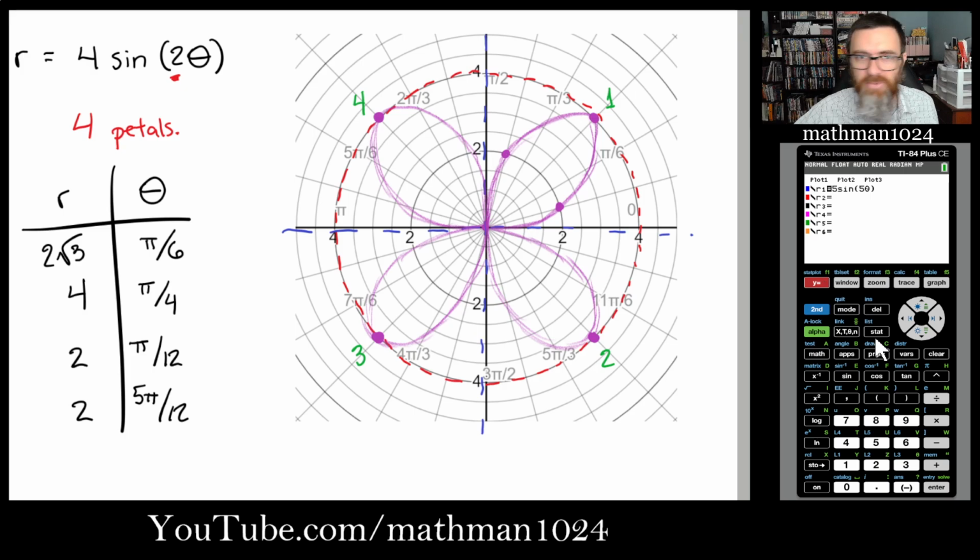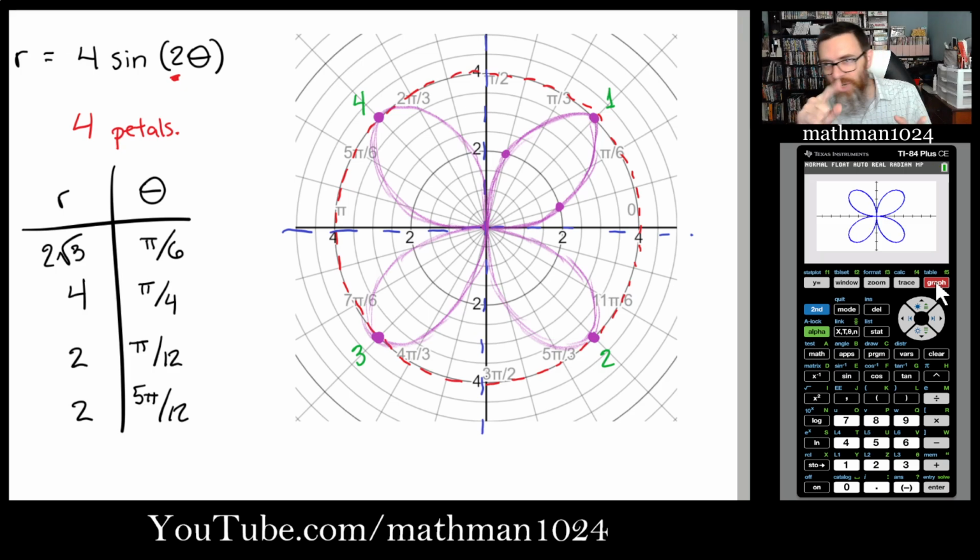And let's check with the graph. So we've got 4 sine of 2 theta, and graph. And so you can see it graphed it in the same order that I graphed it in.